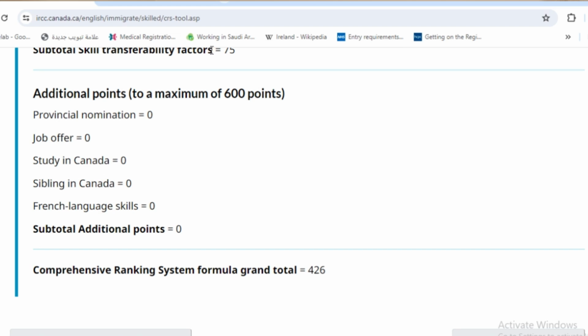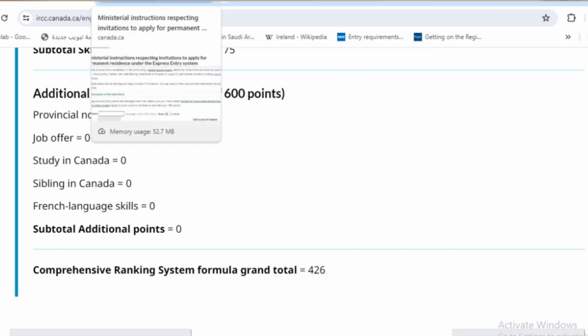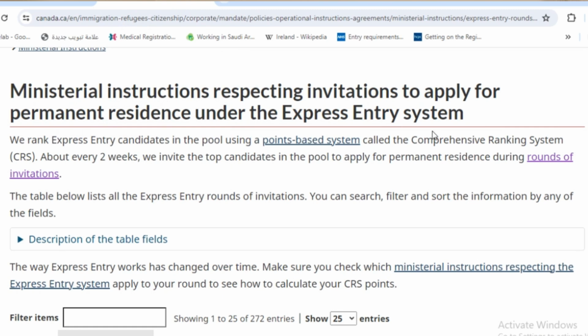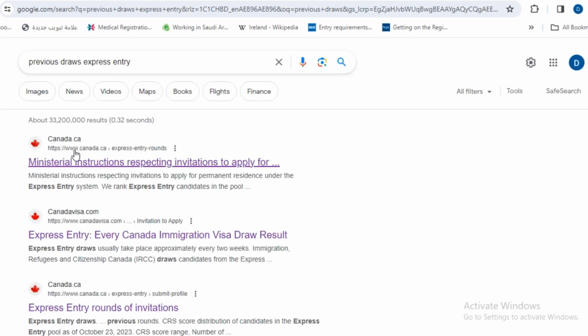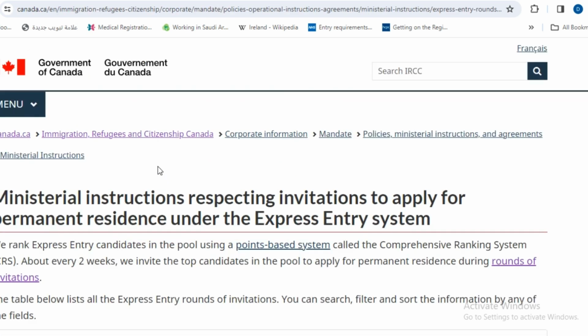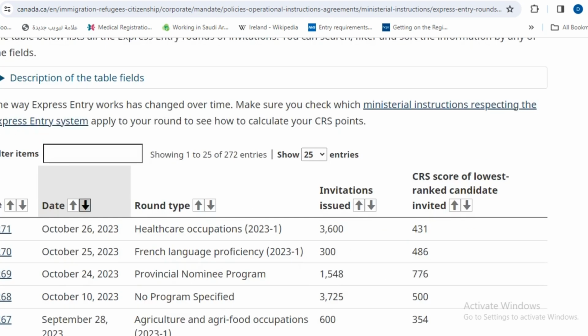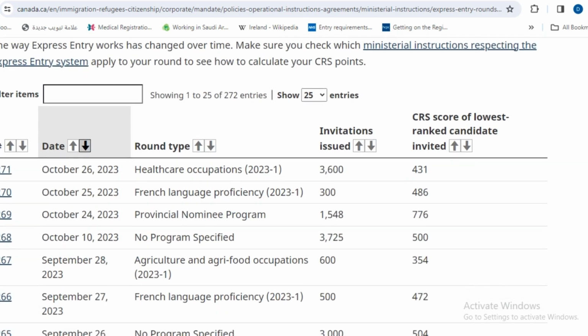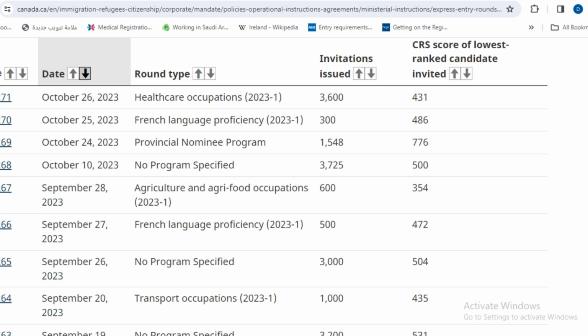So I'm just going to go on Google and type rounds of invitation to see what are the CRS scores they've been inviting to apply for Canadian Express Entry. So previous draws Express Entry. So ministerial instruction respecting invitations to apply. I'm going to click on that, and I'm going to scroll down. So here, once you go down, you're going to see round of invitation.